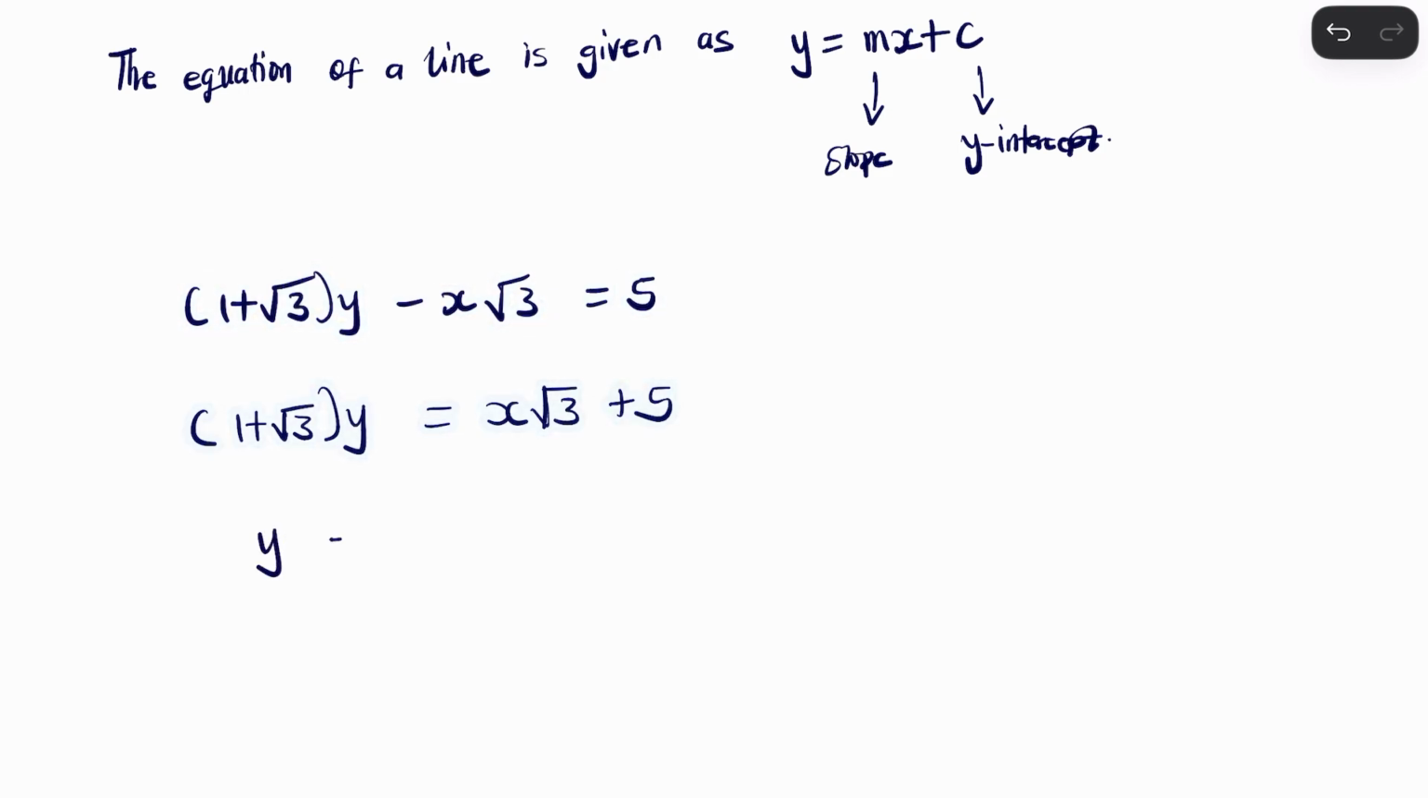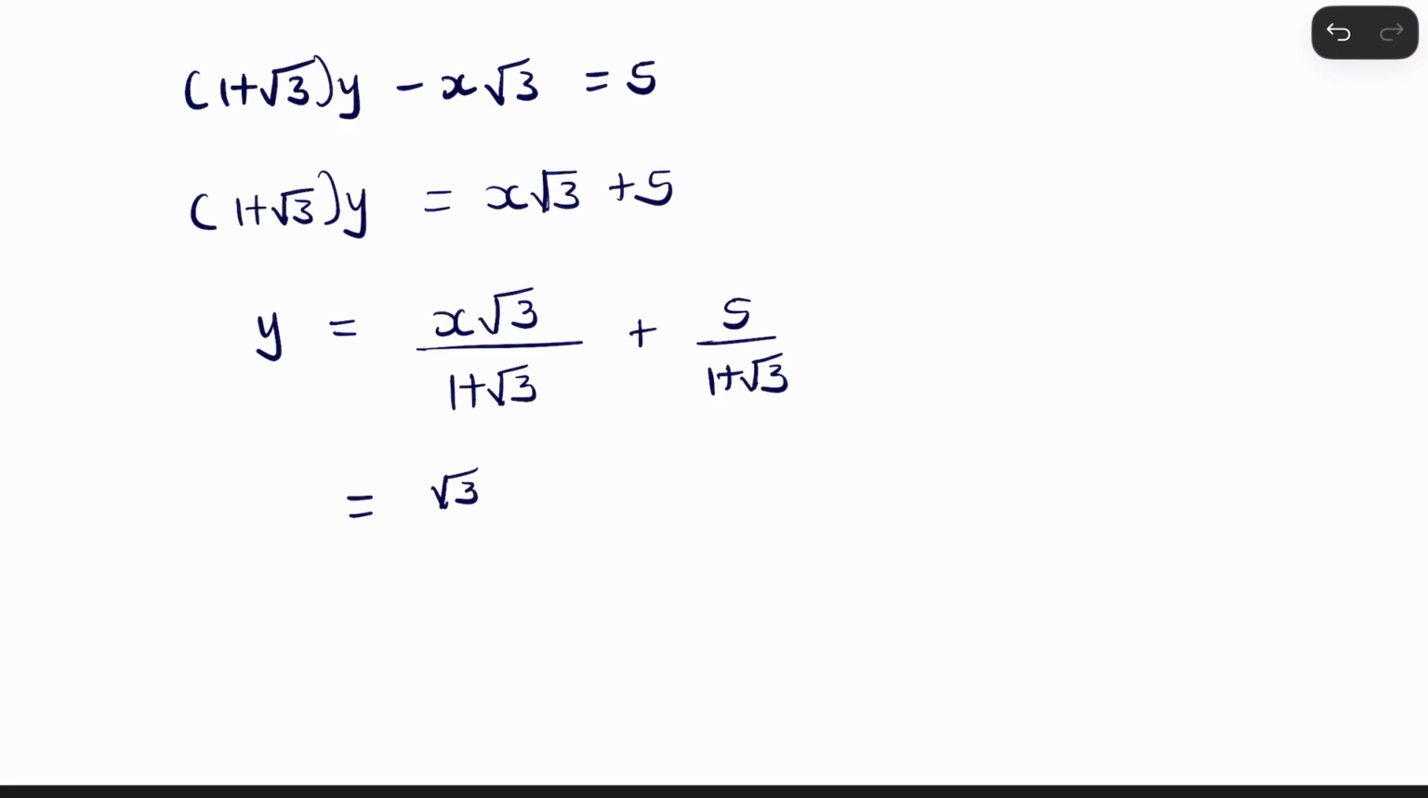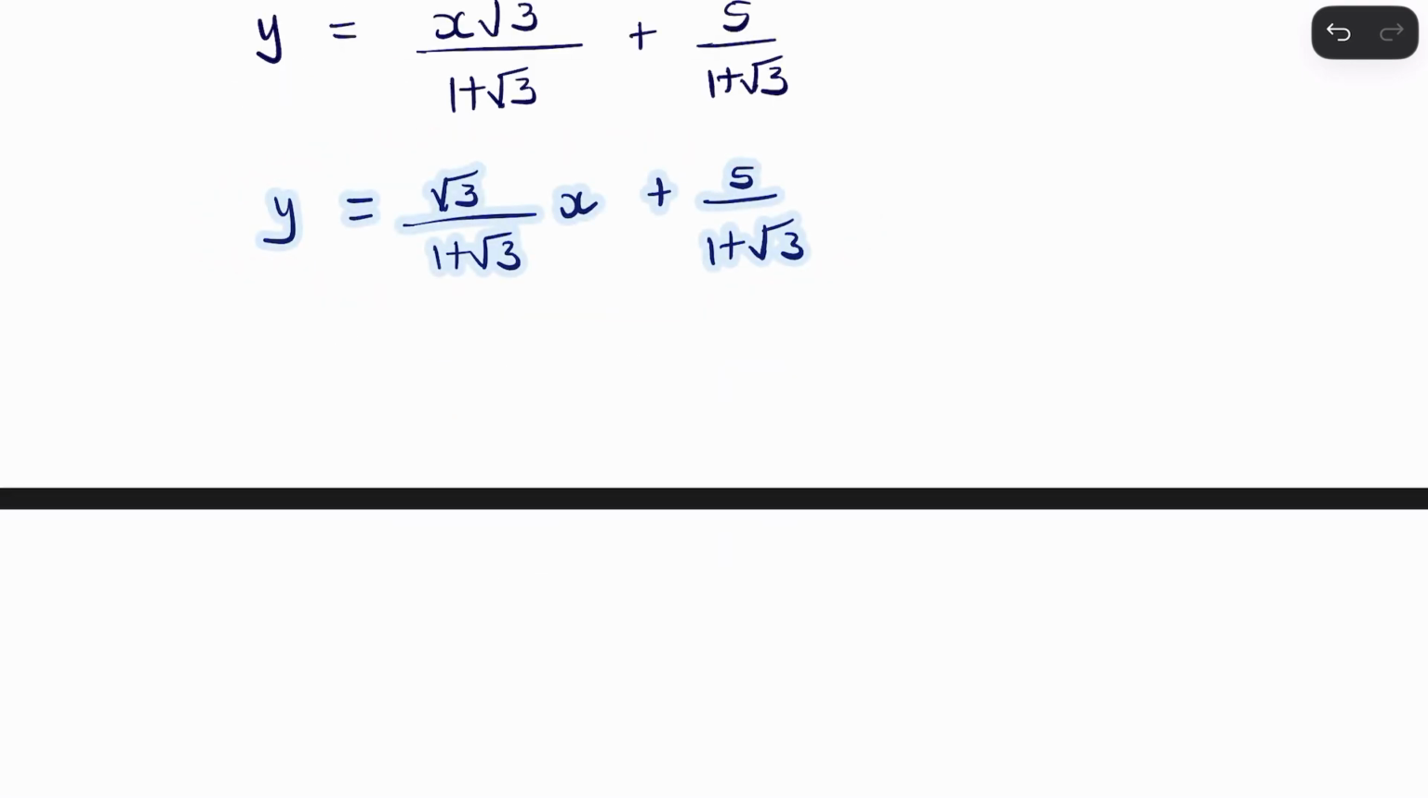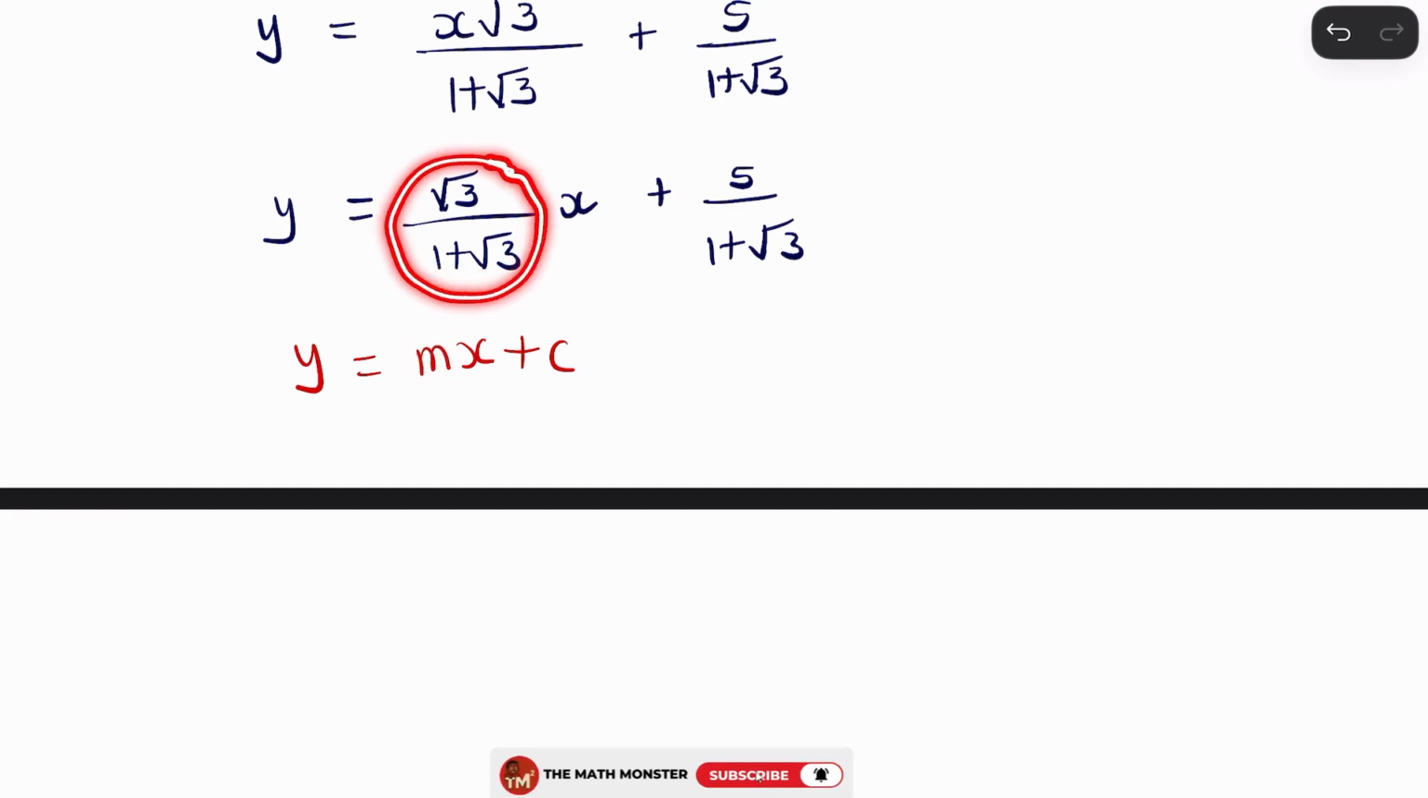So we are going to have y is equal to x times the square root of 3 divided by the coefficient of y, which is 1 plus the square root of 3, plus 5, then divided by 1 plus the square root of 3. And this is equal to the square root of 3 divided by 1 plus the square root of 3, multiplying x, plus 5 over 1 plus the square root of 3. This equation has the form of y is equal to mx plus c, where m is giving us the coefficient of x, that's square root of 3 divided by 1 plus the square root of 3.